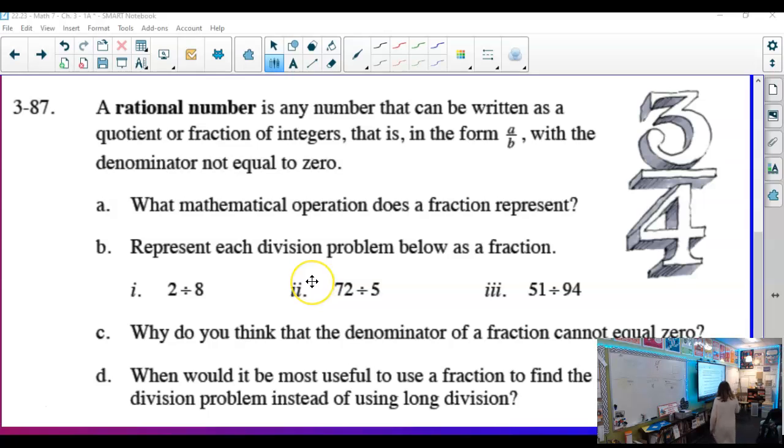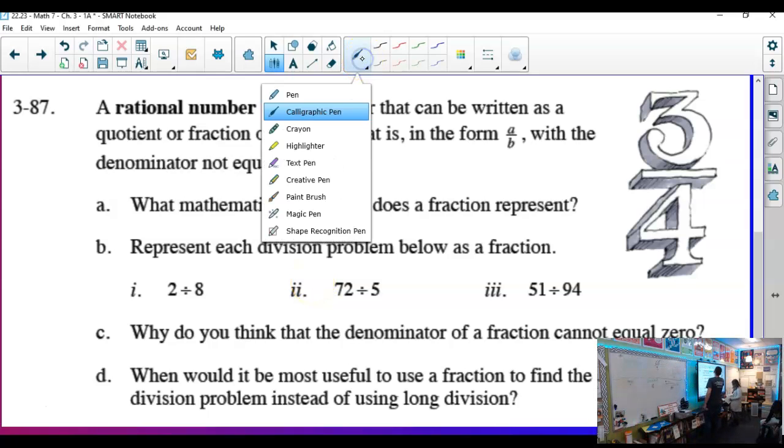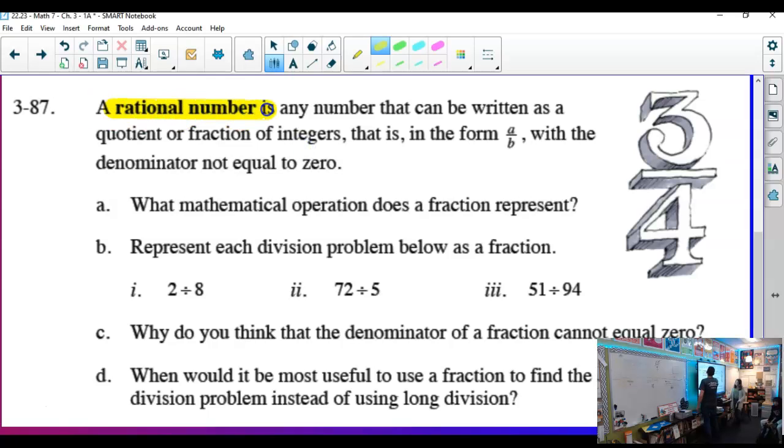On your paper, you want to highlight or underline. You can underline if you want to. Rational number. A rational number is a ratio. A ratio is just a comparison of two numbers, right?